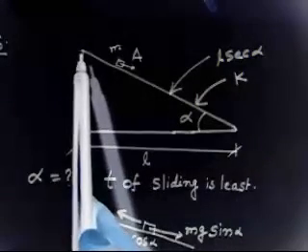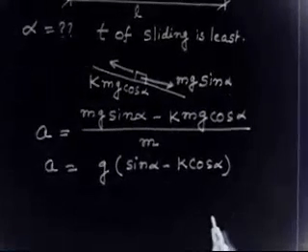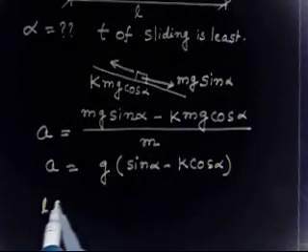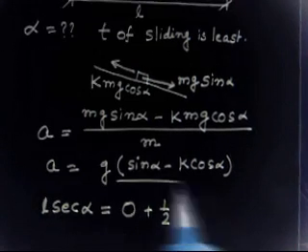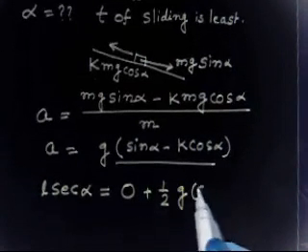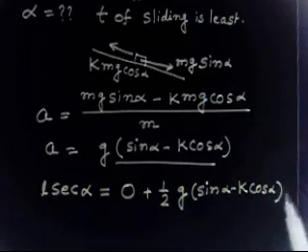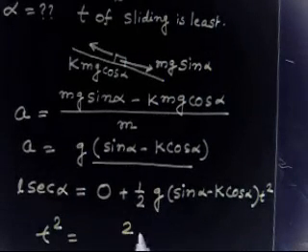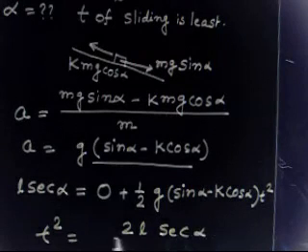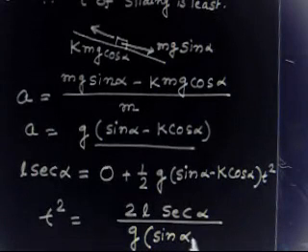Initial velocity is 0, and the acceleration in this journey is given by this formula. So now I can apply s is equal to ut plus half a t square. So L sec alpha is s, u is 0, plus half a, which is g times sin alpha minus k cos alpha, times t square. So from here I will get t square is 2L sec alpha divided by g times sin alpha minus k cos alpha.